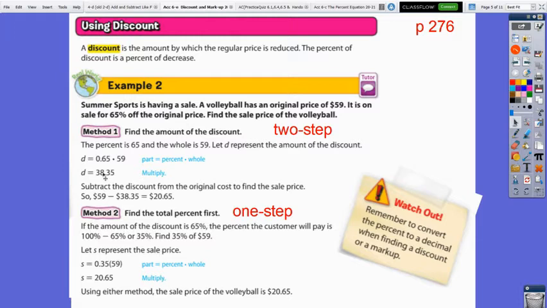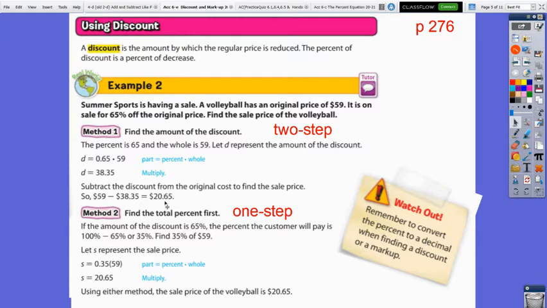That's the discount. The discount is the amount of money taken off. And again, remember that you have to convert your percent to a decimal to use this method. So if $38.35 is the discount, then you subtract that from the original price, 59 minus 38.35, and you're paying $20.65. Does that make sense? 65% off, it should be less than half of the original price.